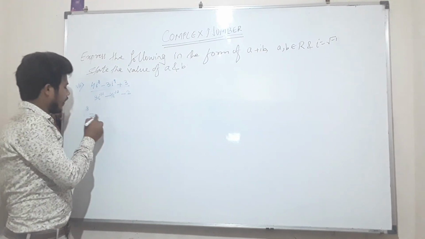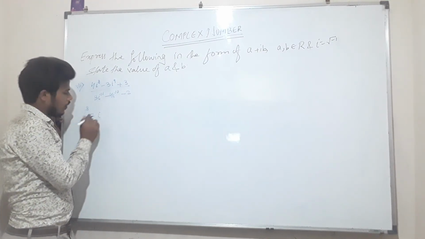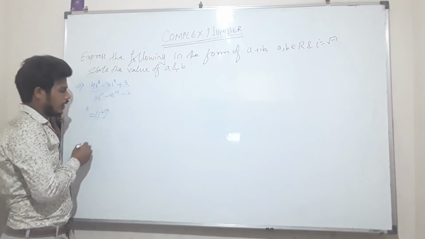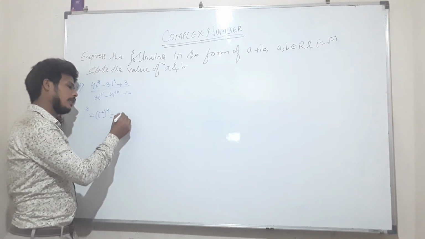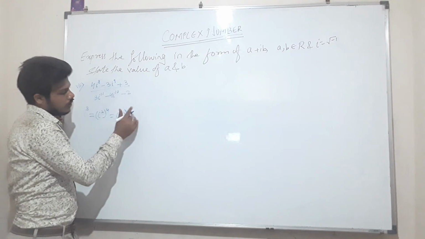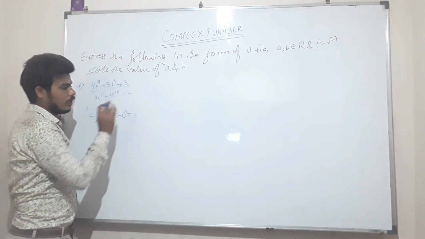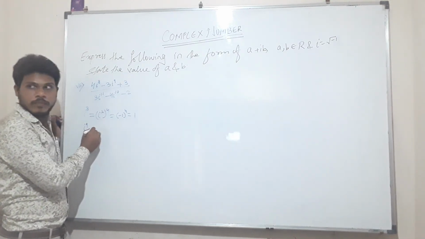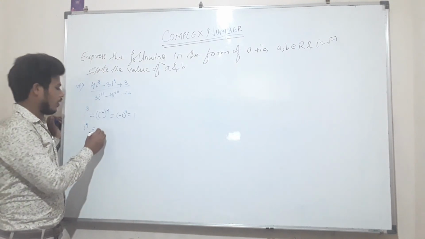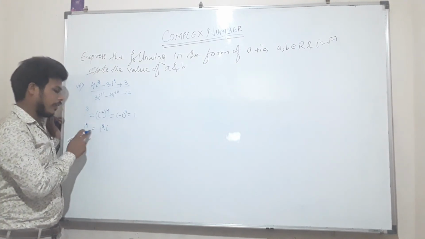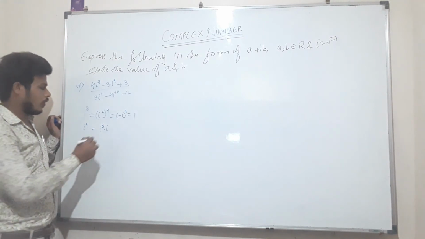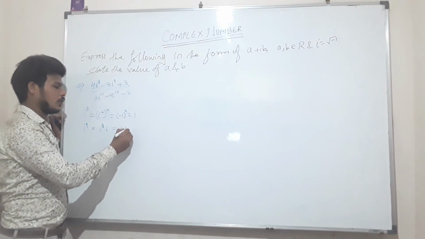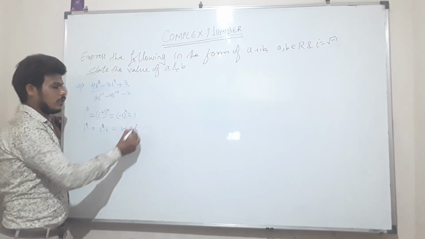i raised to 8 is an even power, so we will take it in the form of power 2. 2 fours are 8. So the value is i square, minus 1, raised to 4, and minus 1 raised to an even power is always plus 1. Then i raised to 9. i raised to 9 is i raised to 8 into i, and i raised to 8 is 1, so 1 into i is i.